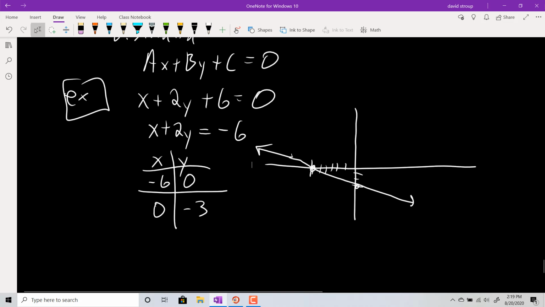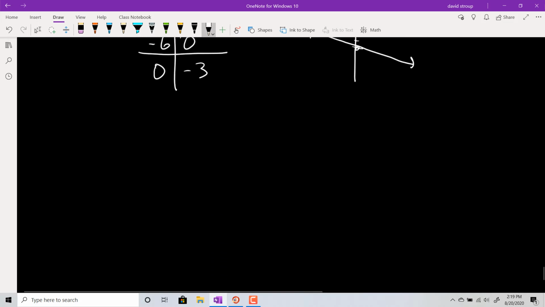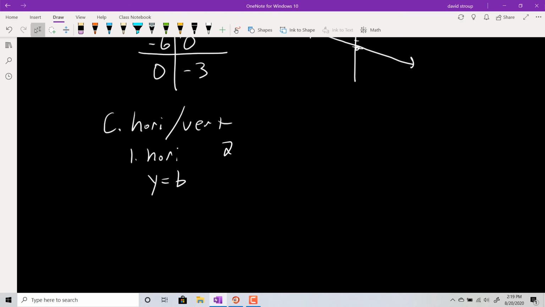Okay. Plotting horizontal and vertical lines. So for a horizontal line, that's when y equals something, right? So first the horizontal, y equals, let's say, b. Secondly, for the vertical, you'll have x equals something, right? So x equals a, let's say.